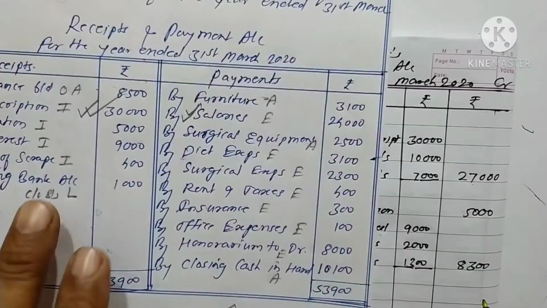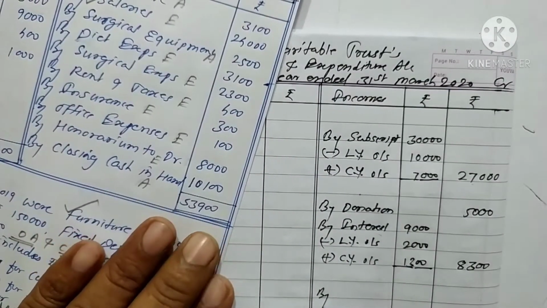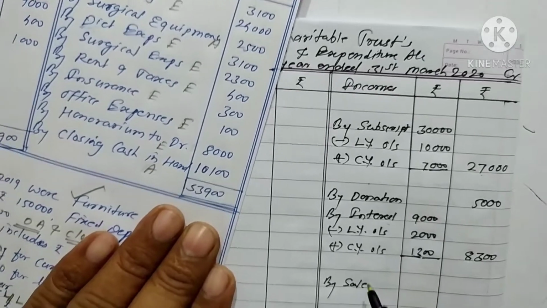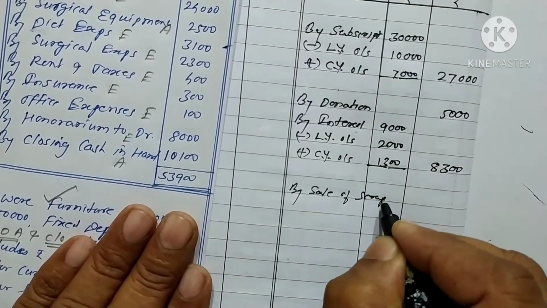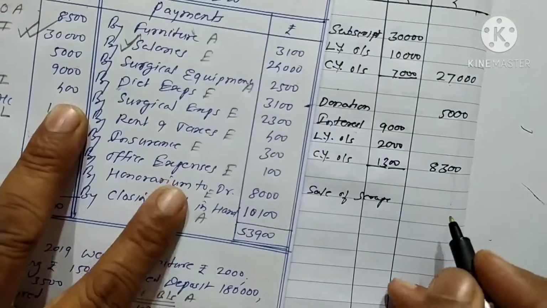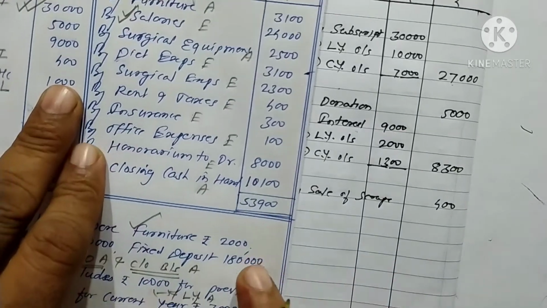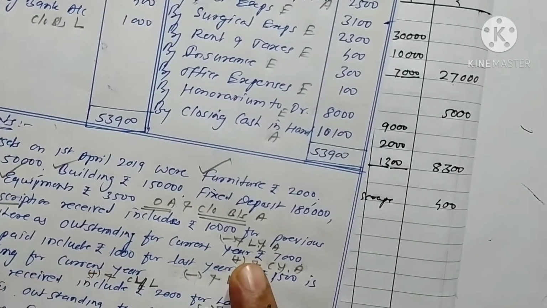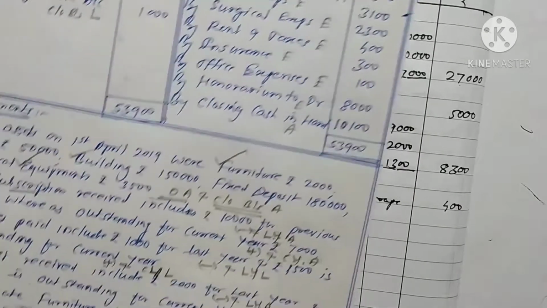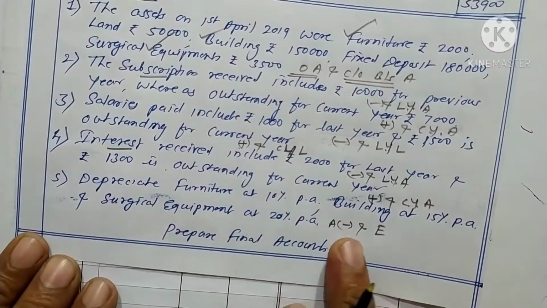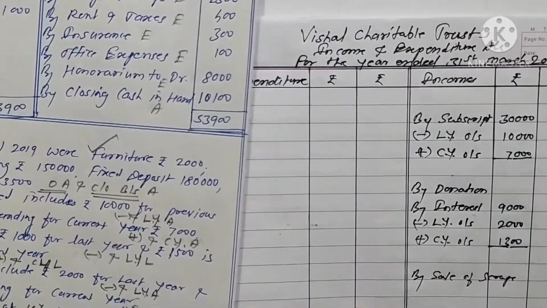Now next, sale of scrap is an income. Sale of scrap rupees 400. Now see incomes. Okay, now we go to the expenditure side.